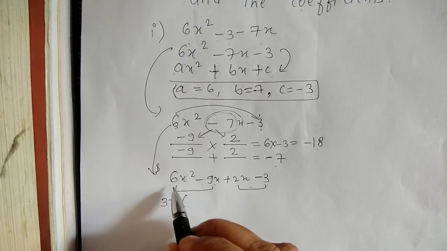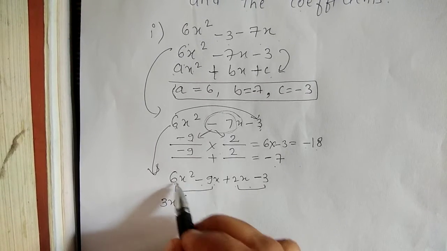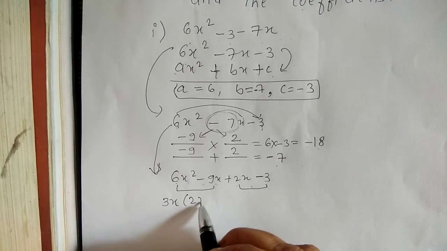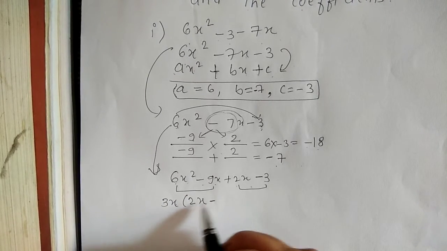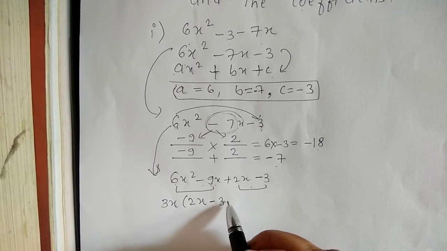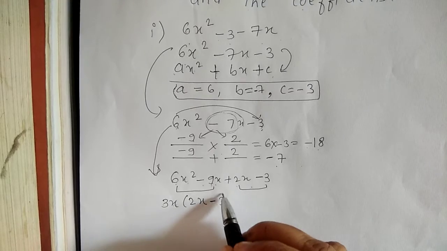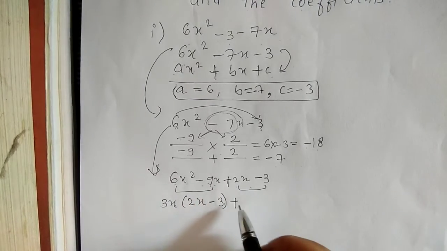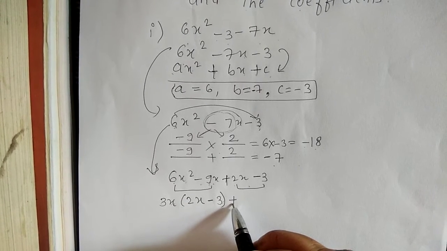And I get, if I take 3 common, then 3 twos are 6. X also I have taken common. So 1x is left here. Minus 3 I have taken from 9. So it will be 3 threes are 9. And x also outside. So no x here. Plus. Here plus sign is there. So I am writing here plus.